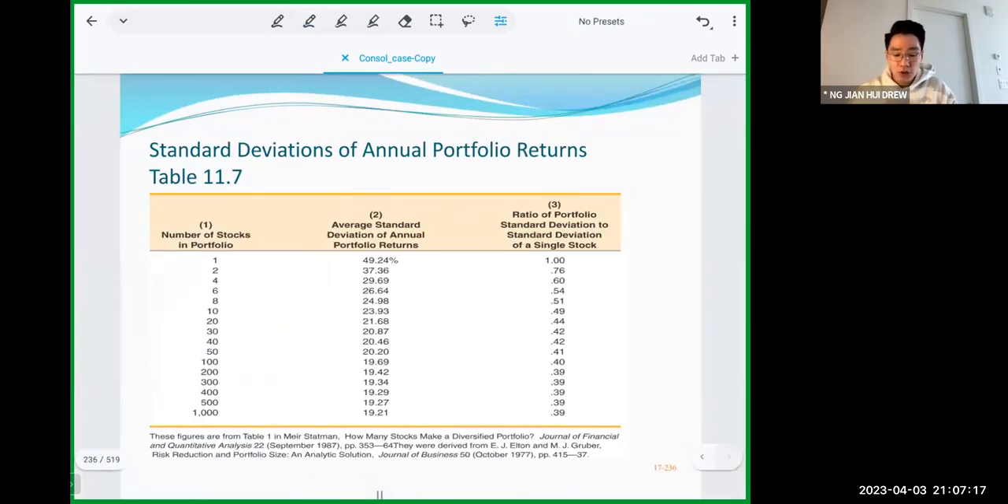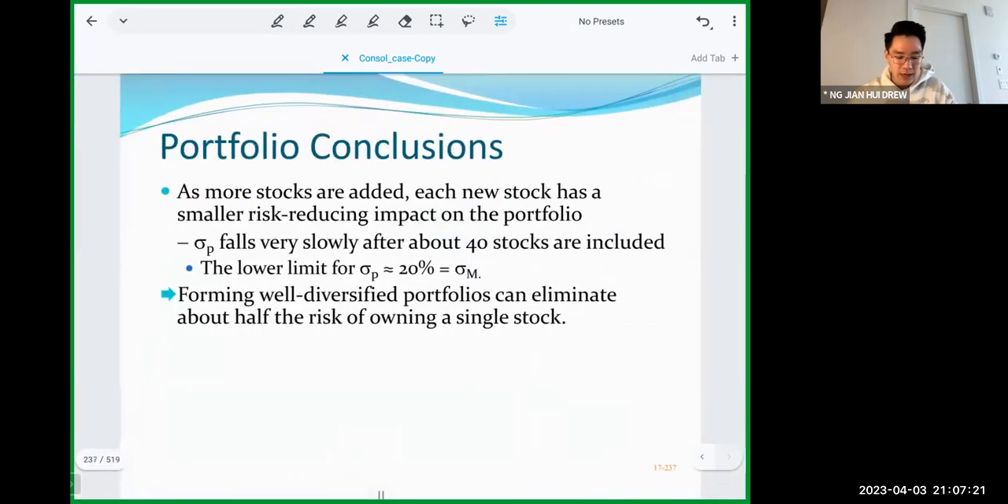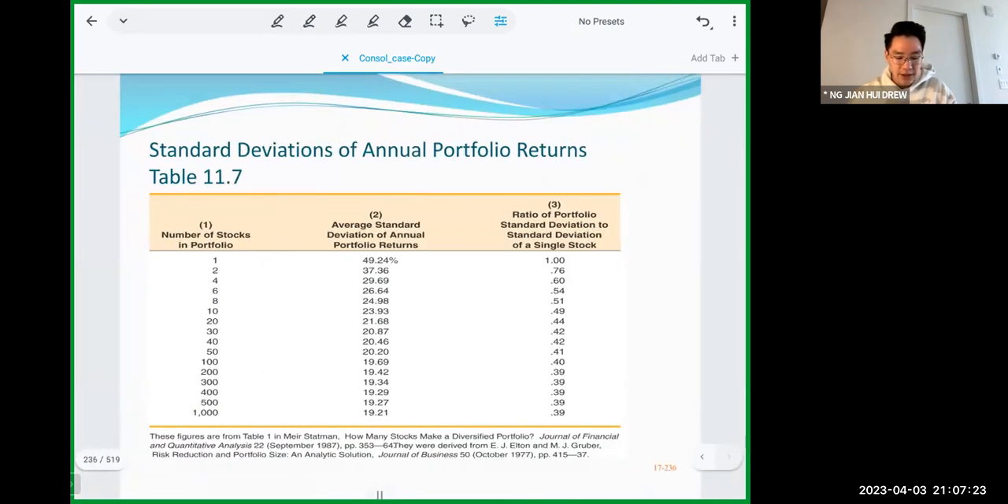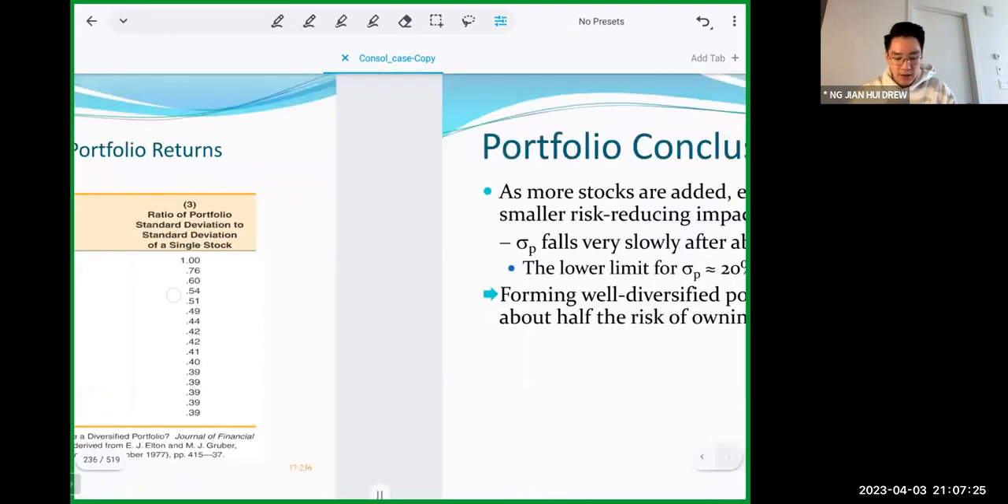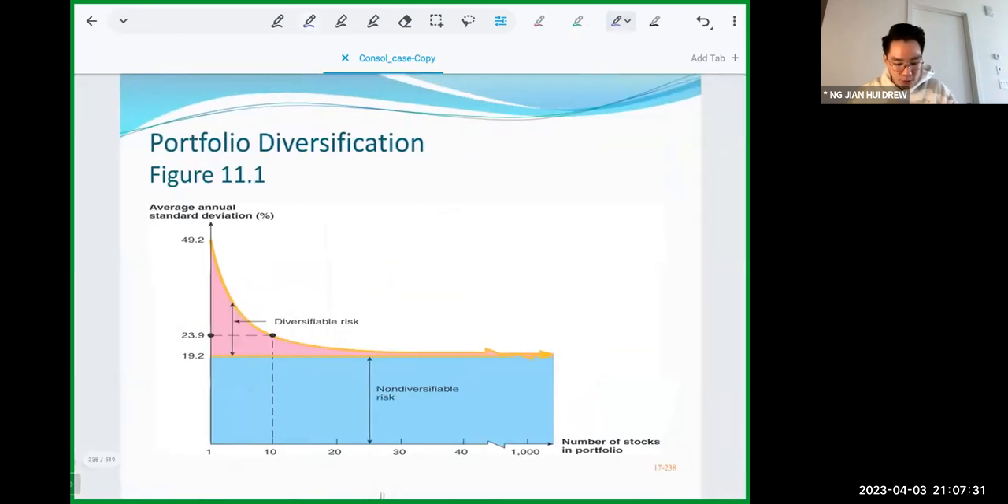All right. So this is just an example of the various stocks. And I would like to show you this part here. So I'll jump back to the slide that I just skipped. So the thing is, can you see the number of stocks in the portfolio?